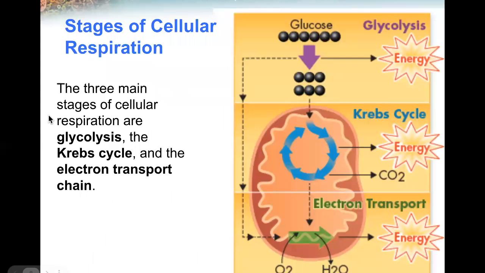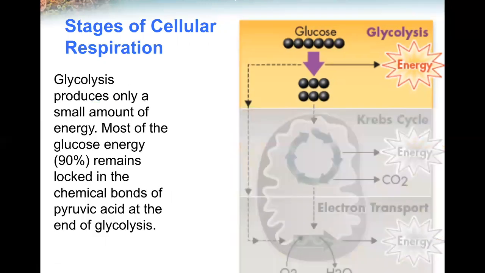The 3 main stages of cellular respiration are glycolysis, the Krebs cycle, and electron transport chain. Let's look at each of these 3 individually. Glycolysis produces only a small amount of energy. Most of the glucose energy, 90%, remains locked in the chemical bonds of pyruvic acid at the end of glycolysis.